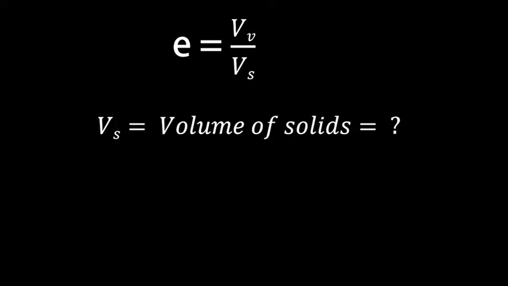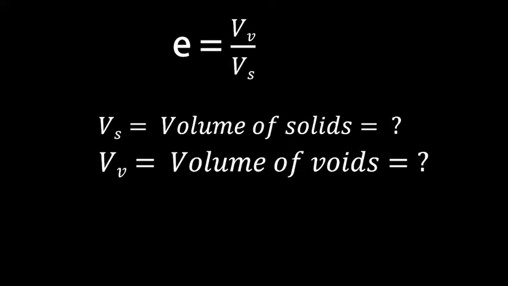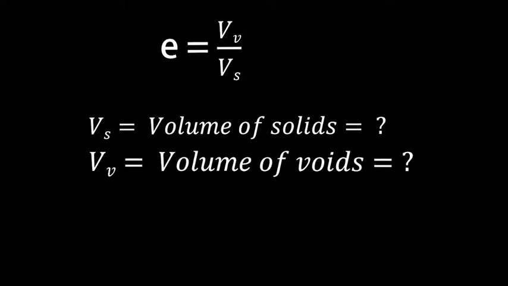Void ratio can be defined as a ratio of space occupied by the void. Mathematically, it is given as e equals Vv over Vs, where Vs stands for volume of solid and Vv stands for volume of void. So let's go back to the equation.